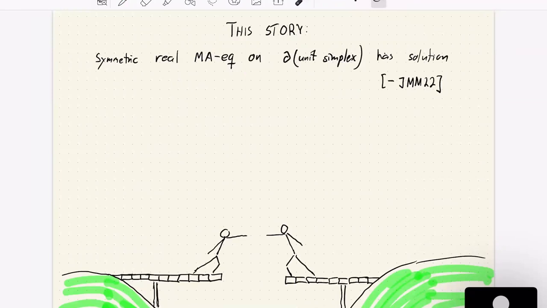The goal of the talk is to explain the following result: that the real Monge-Ampère equation on the boundary of the unit simplex admits a solution.